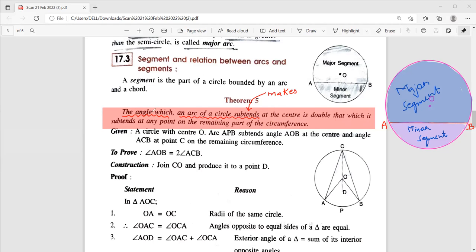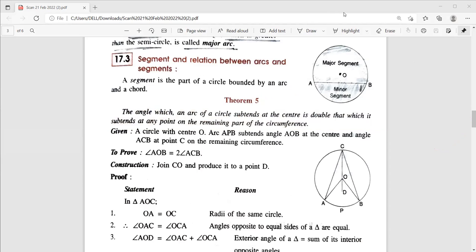So see here, an angle which an arc of a circle subtends at the center is double that which it subtends at any point on the remaining part of the circumference. Okay, so here there is a diagram, and I will try to make you all understand with the help of the diagram.